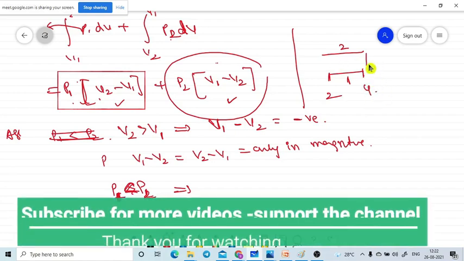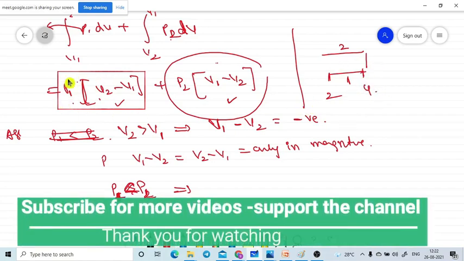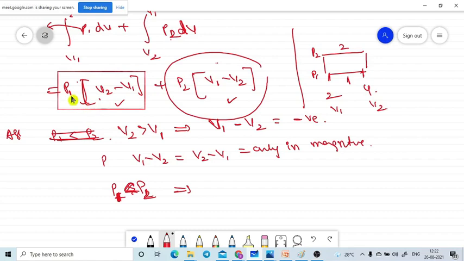Now tell me these values. What about P1 into V2 minus V1? This is the P2, this is the P1, this is V1, this is V2. Now substitute all the values in the given equation. P1 is equal to 1 into V2 minus V1. V2 minus V1 is equal to 4 minus 2, that is equal to 2. P2 is equal to 2, that is V1 minus V2, equal to 2 minus 4, that is equal to minus 2.